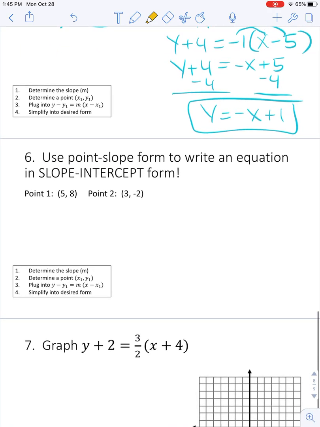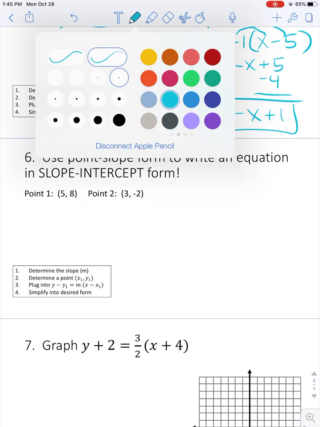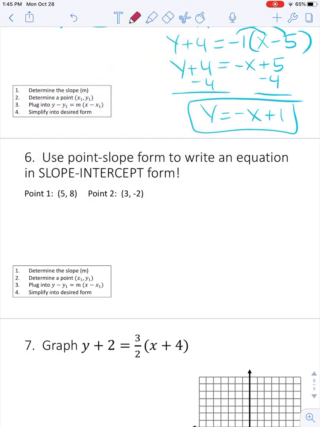So let's do one more problem here, number 6. For number 6, we have 2 points. So finding that slope, step 1, is a little bit harder. We're going to have to use the slope formula. We're going to get m equals y2 minus y1 over x2 minus x1, which is going to be negative 2 minus 8 over 3 minus 5, which would be negative 10 over negative 2, which equals positive 5. So that's our slope. Slope is 5.